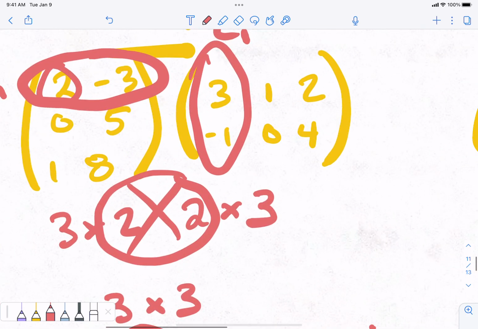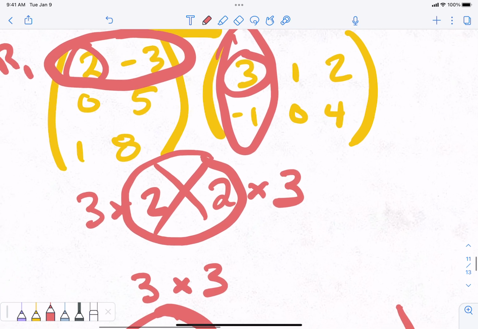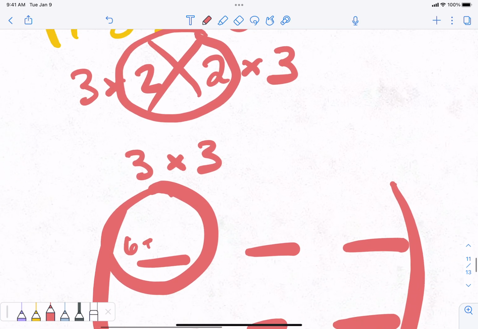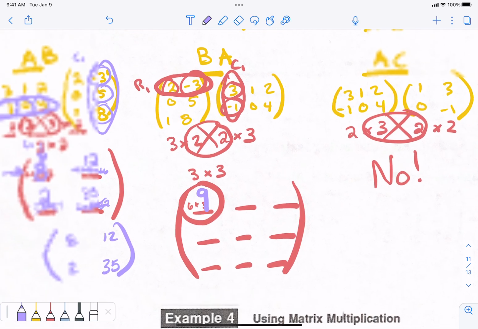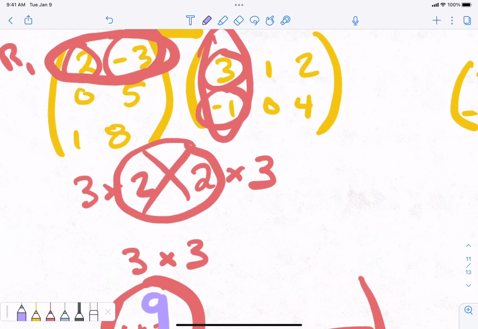So I take 2 times 3, which is 6, and I add that to -3 times -1, which is 3. And so this cell is 9 right there. Okay? Now, people get confused because when you're doing a 3 by 3, there's lots of spots and you can put them in the wrong spot. Okay? So let me just test you and see how this works.